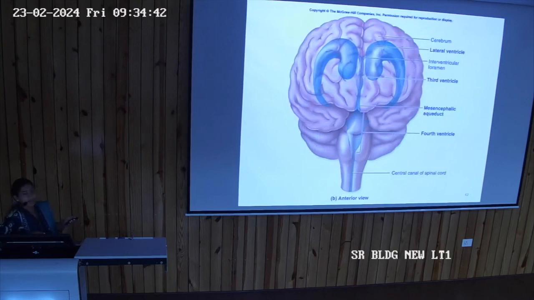This one is the anterior view, how these lateral ventricles look when you see from the anterior side. So this is projecting like a horn. That's why they are called the anterior horns of the lateral ventricles.